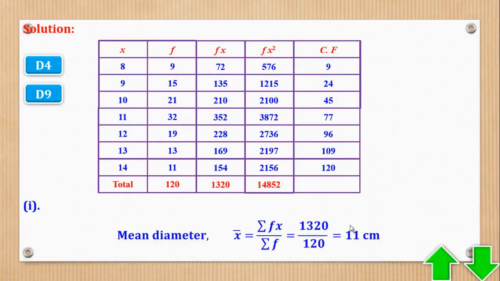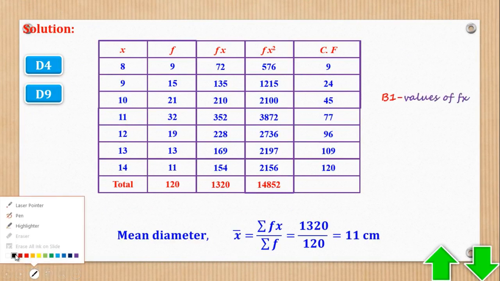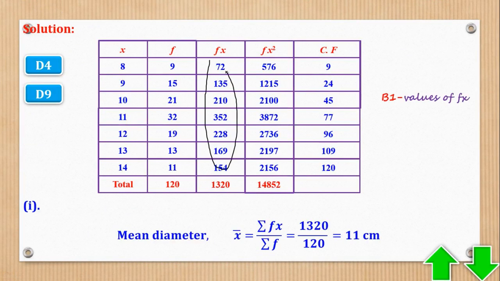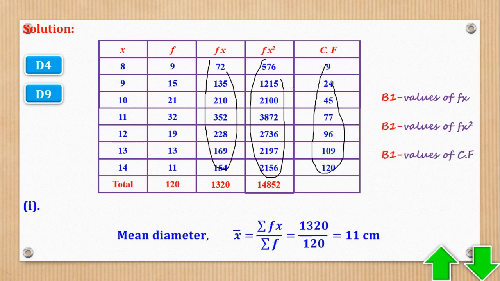So before you go to the next slide, let's first see marks for this slide. The first mark was for values of this when they are correct. Next mark was for values of this if they are all correct. And the third mark was for values of CF if they are all correct. The next was M1 was for this division, A1 was for the output.